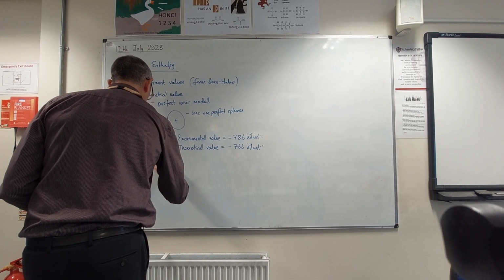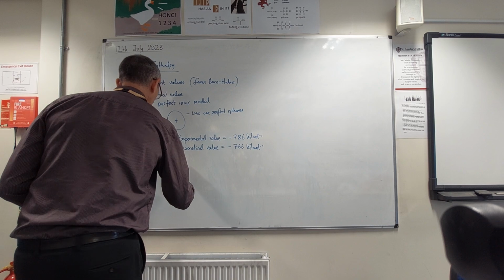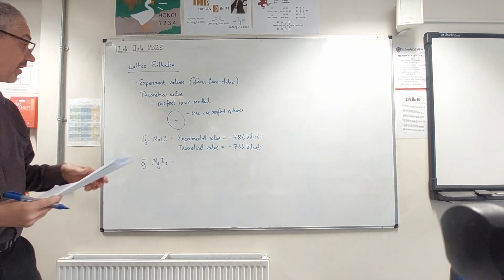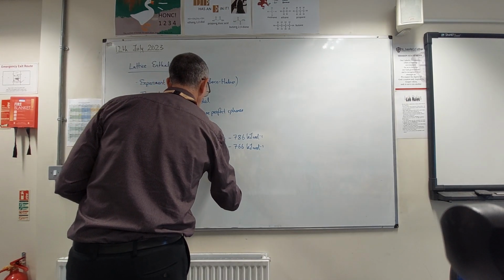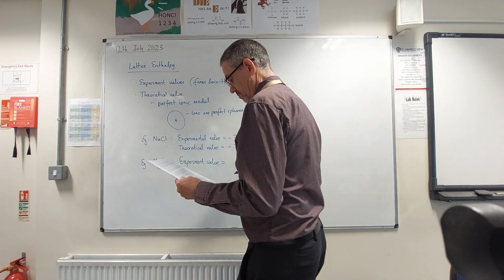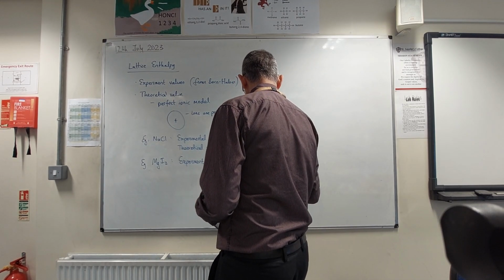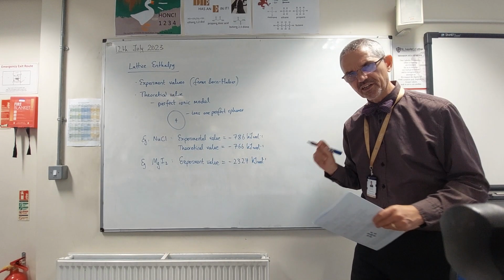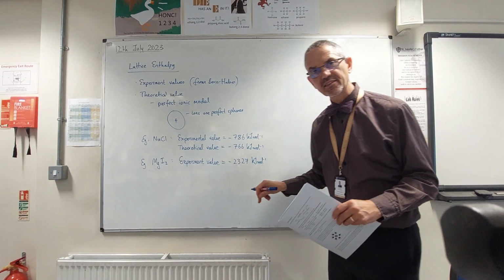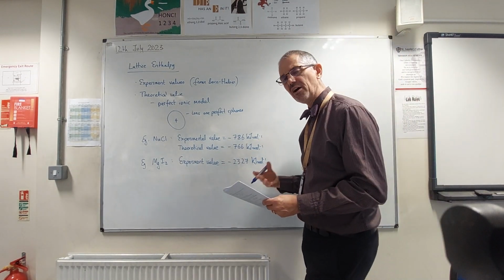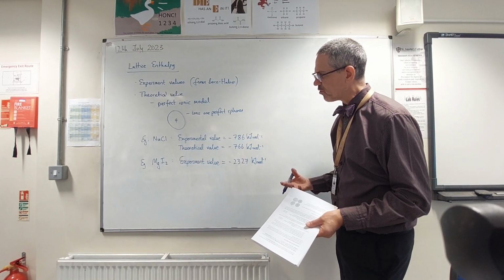Now I've got a value for magnesium iodide. Okay, so experimental value first. Minus 2327. Okay, just before we go on, it's worth taking a moment. 2327 is a lot bigger than 786. Why is magnesium iodide's lattice enthalpy so much bigger than sodium chloride's?